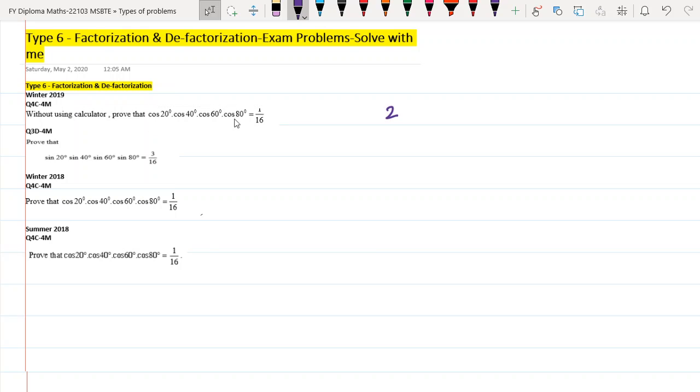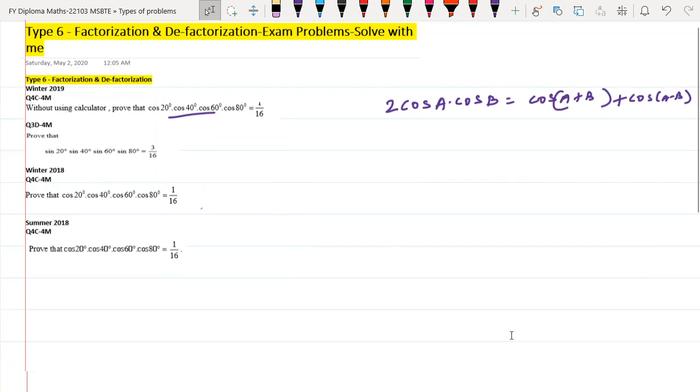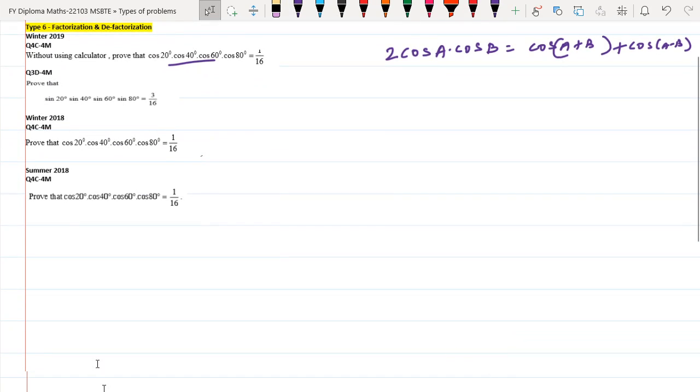2 cos A into cos B is equal to cos of (A plus B) plus cos of (A minus B), right? So you know this formula, and if you see the patterns here, it matches. So let's write this problem down and then solve it easily.